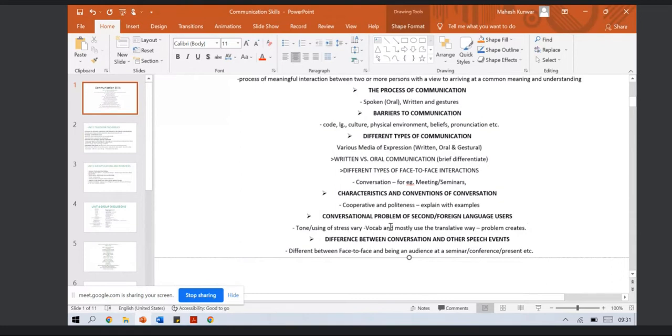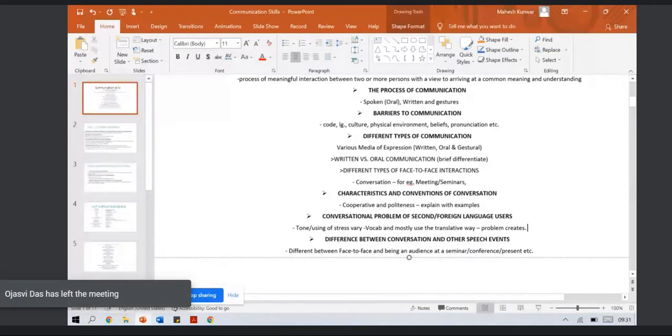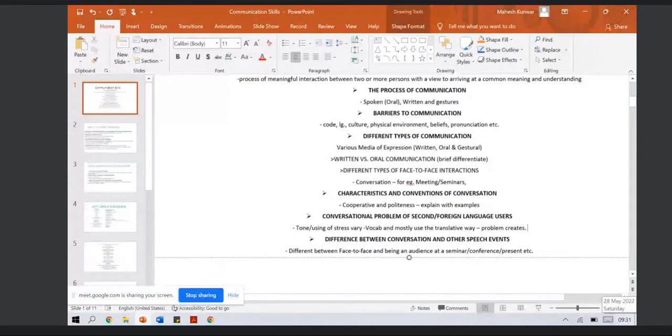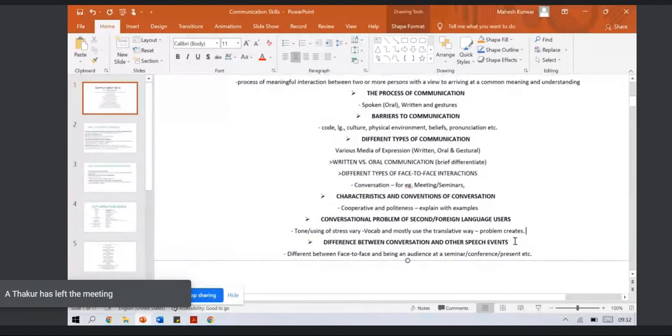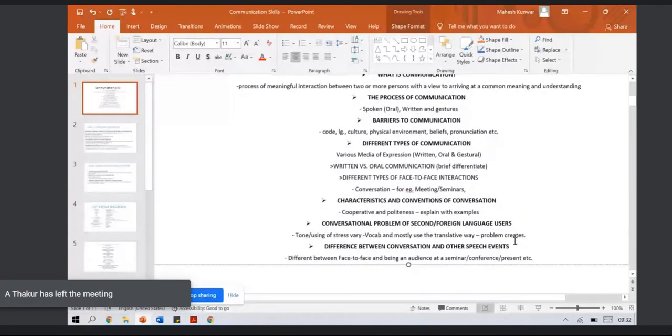And the people, we are from India, and we are speaking English, and we have our accent, especially the Indian accent while speaking in English. And the people from China have a Chinese type of accent while speaking English. So it may be difficult to understand if a speaker is a second language speaker. So this is also another problem in the process of communication.